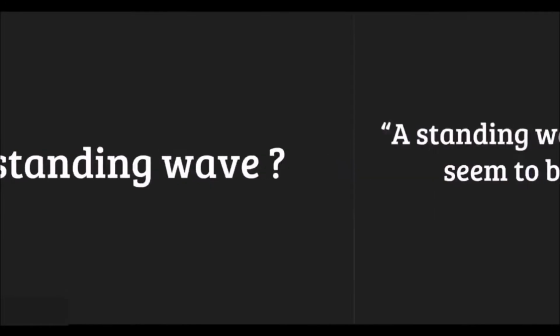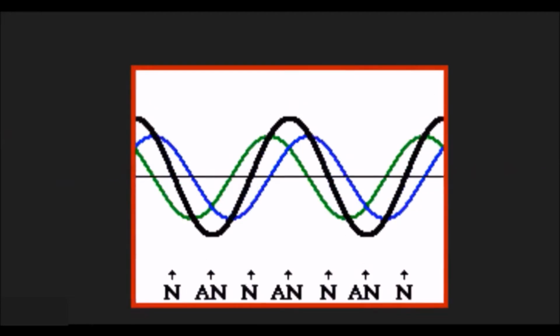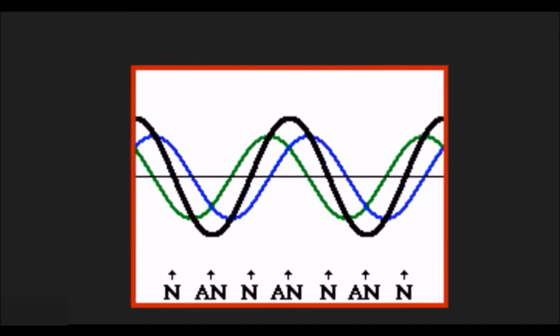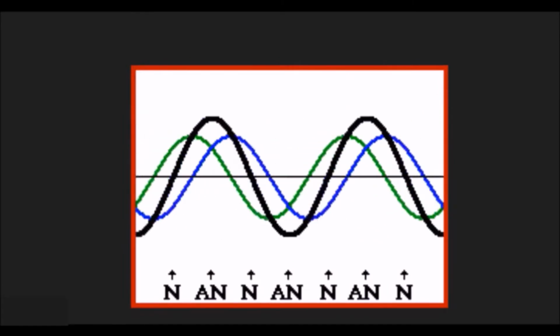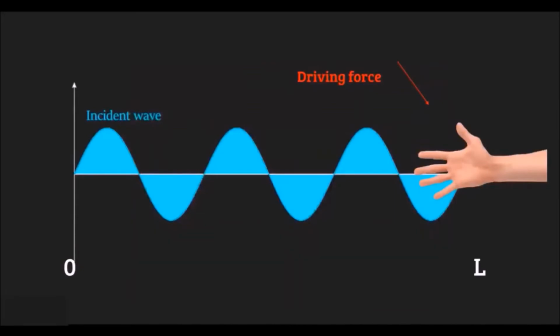Now, what are standing waves? Standing waves are nothing else but a special kind of waves, a wave in which its points seem to be spatially invariant, in other words, seems to be standing. But how do they form? As we can see in this animation, the standing waves are nothing else but the results of two waves interfering with each other, but not any kind of waves. They need to share amplitude but have opposite directions.